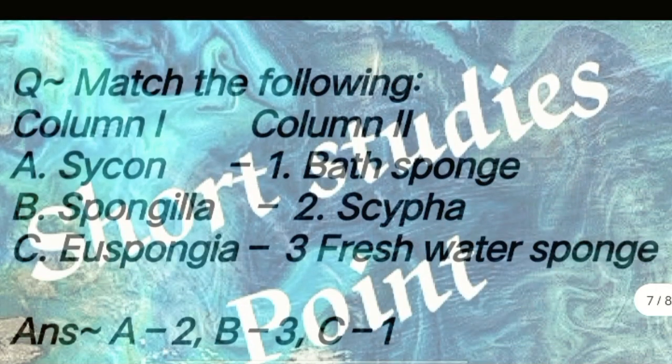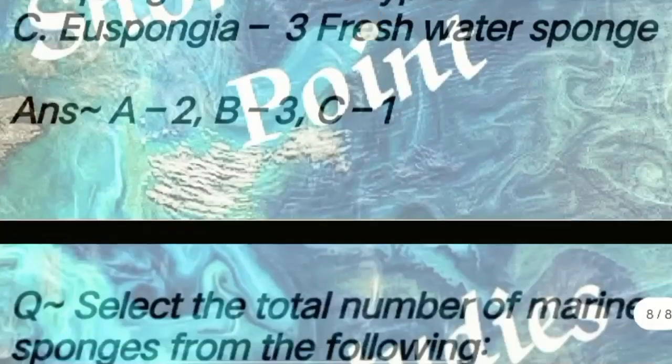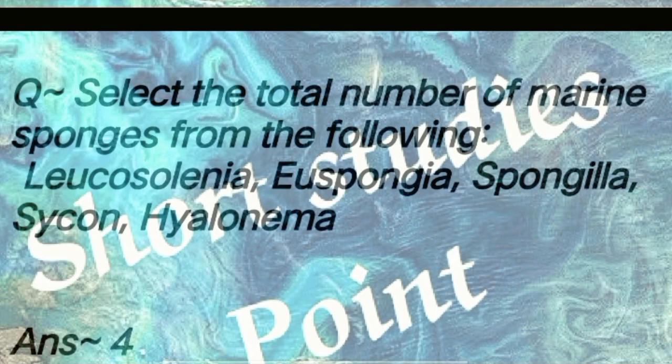Match the following. Answer: column 1, column 2. A is matched with 2, B is matched with 3 and C is matched with 1. Next question, select the total number of marine sponges from the following. Answer: it is 4 in number.